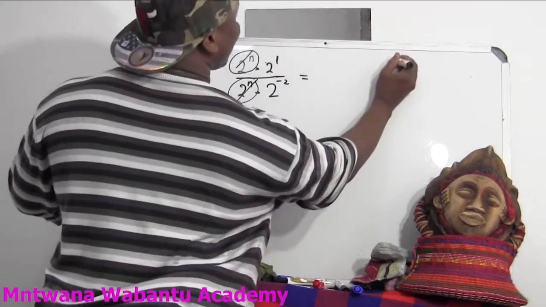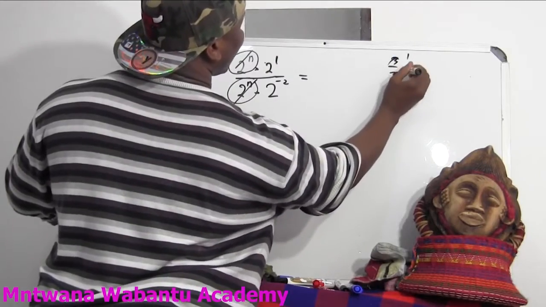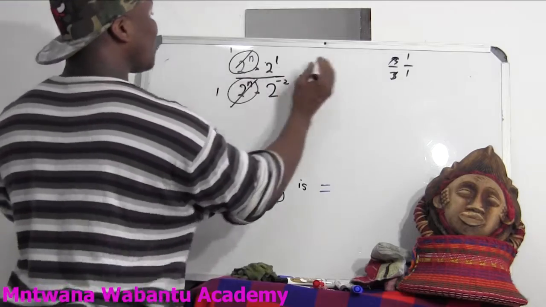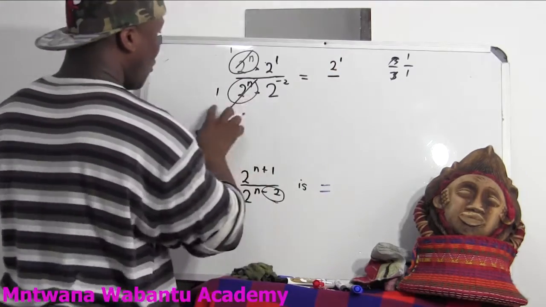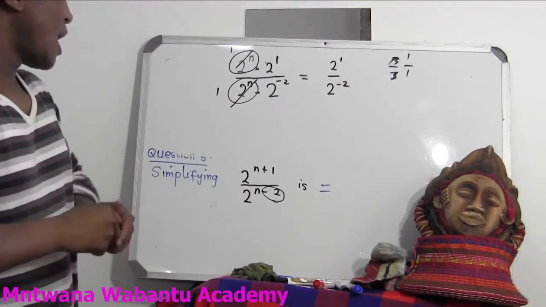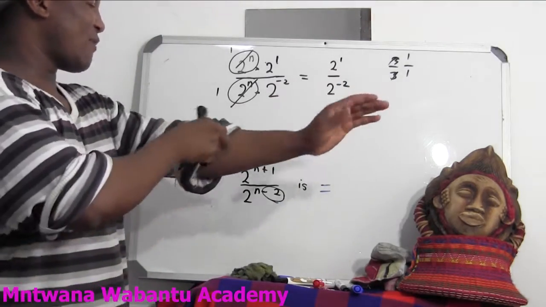You see what I'm saying? Just like if somebody gives 3 over 3, it's 1. So this is going to be 1 and this is going to be 1. So 1 times 2 power 1 is 2 power 1, and 1 times 2 power negative 2 is 2 power negative 2. I'm done, but I'm not going to leave my final answer like this.